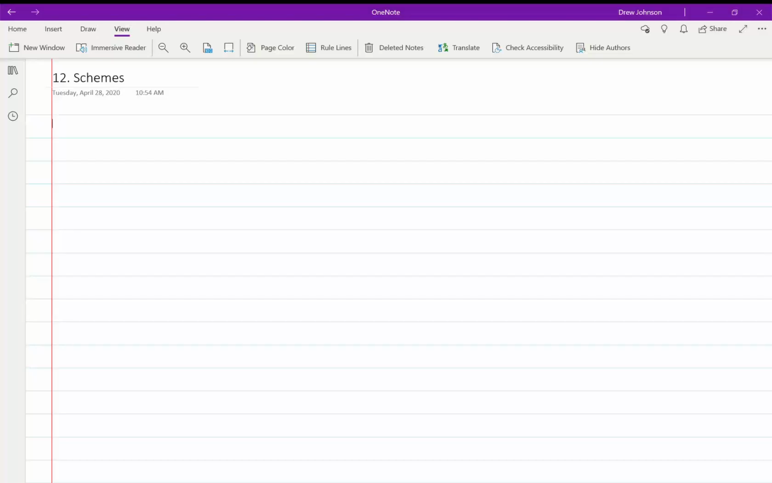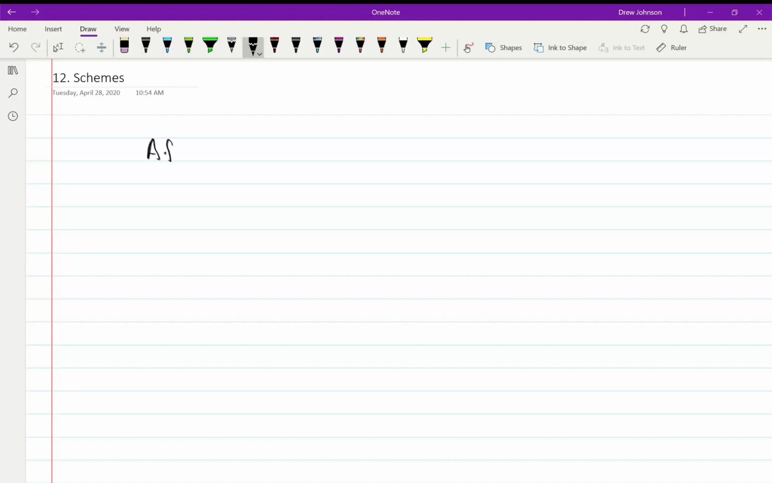All right, so now we're going to skip ahead to chapter 12 and talk about schemes. So let me just remind you how things looked before. So affine varieties corresponded to finitely generated K-algebras.